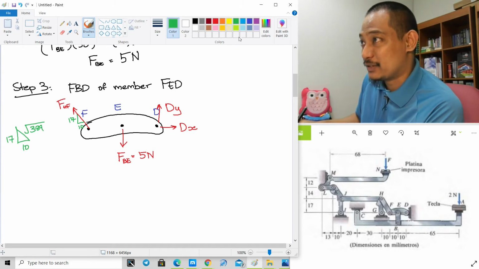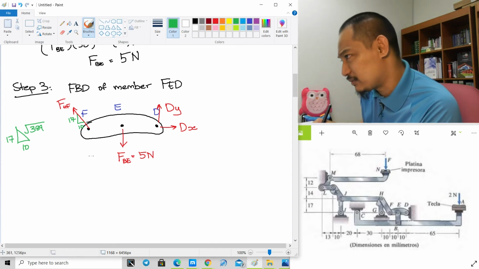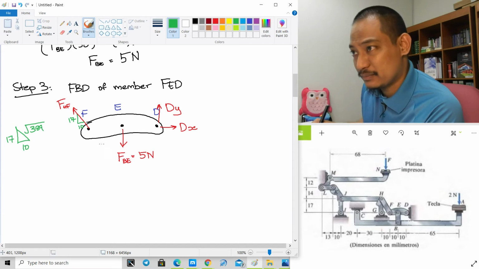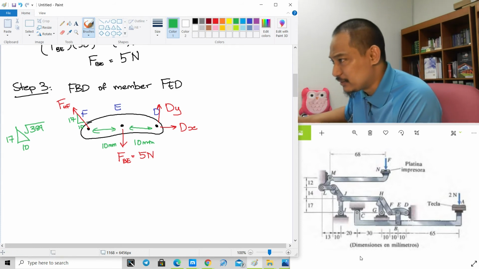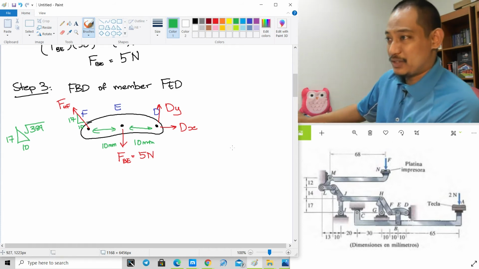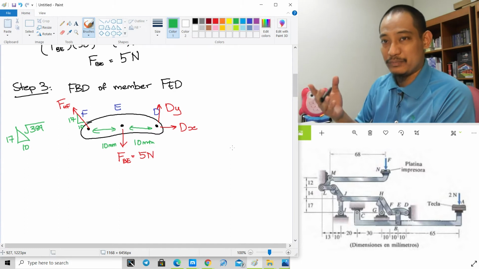And then we have the distance. Let's just use the distance. This is 10 and 10 millimeter, meaning this distance here and this distance here. Am I correct here? 10 and 10. All right, so this is another simple, straightforward step.